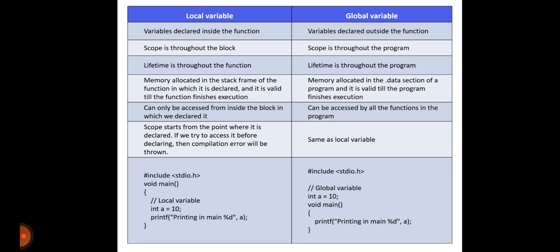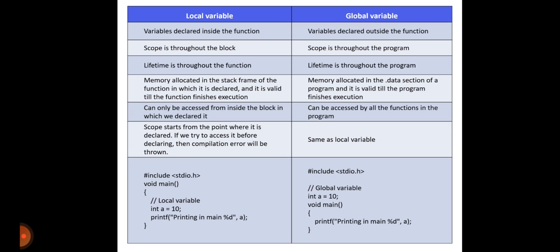Then in local variable, scope starts from the point where it is declared, and if we try to access it before declaring, then a compilation error will be given in local variable, but in global variable, same as the local variable, it will give you an error.